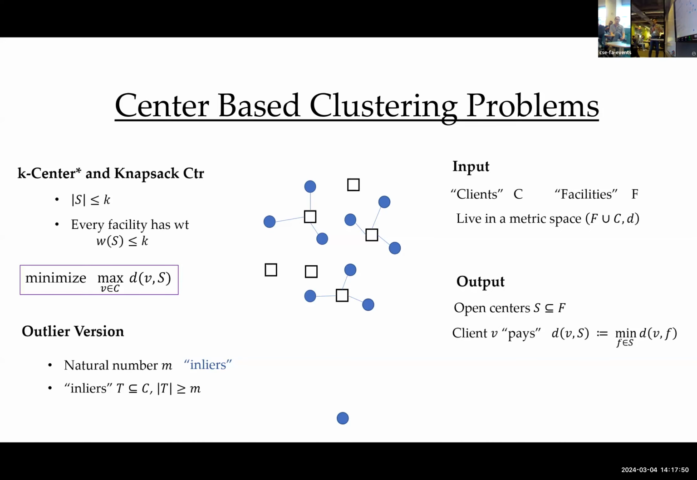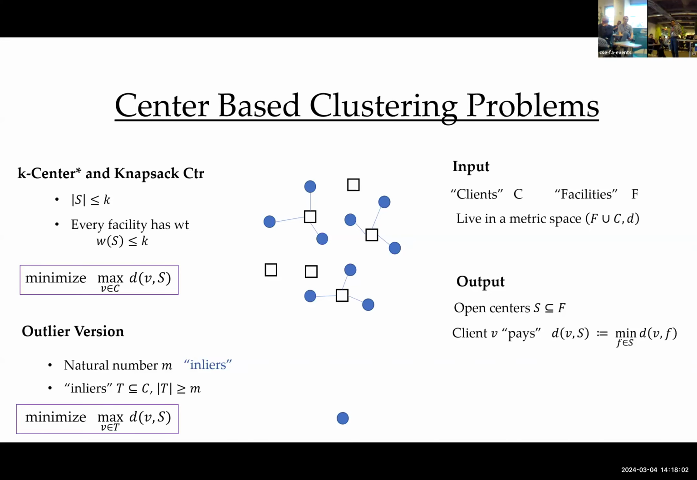So I want to not only figure out the set of centers S, which is a subset of F, I also want to figure out a set of clients T, which has at least M elements. And now the objective is only to minimize the maximum distance traveled by the inliers. I can throw away all the clients who are not in T, who are my outliers, and I only care about my inliers. K-center has the constraint that S is at most K, and knapsack center has the constraint on the weight of facilities opened.